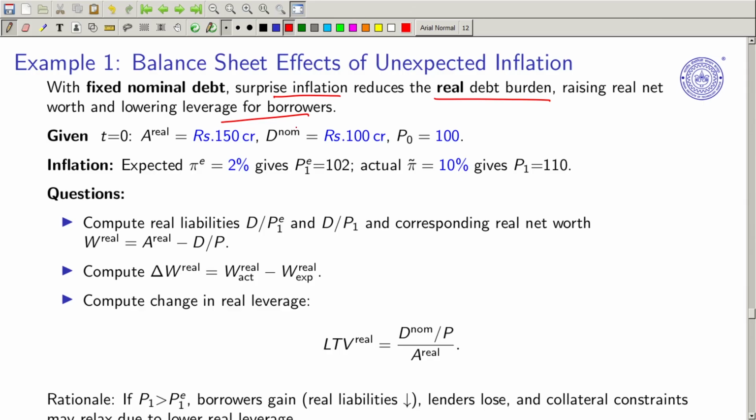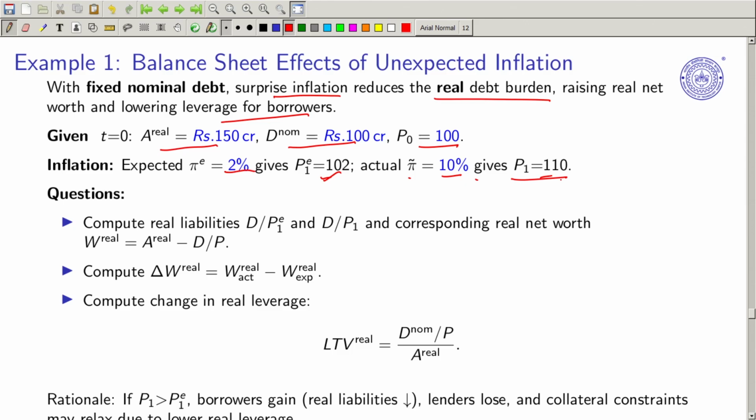raising real net worth and lowering leverage for borrowers. So here we have t equal to 0. Asset real is 150 crore, nominal debt is 100 crore, and price P0 is 100. Expected inflation is 2%. It gives the price in period 1 as 102, and actual pi is 10%, which gives price 110. So this we have already noticed, right. Suppose expected inflation is 2%; when it is 10%, then it is 110.